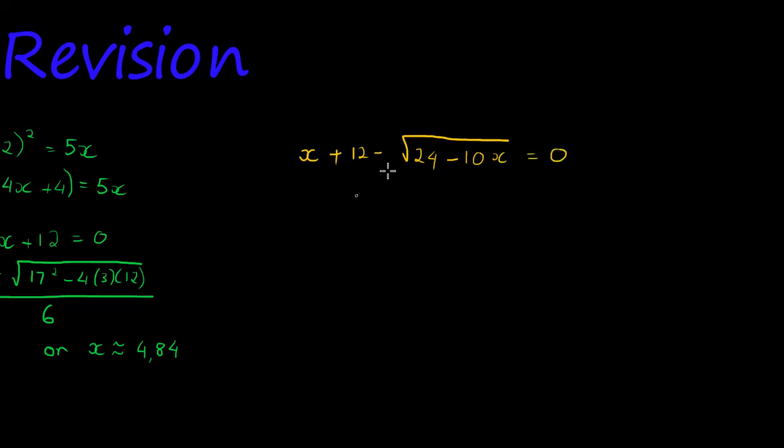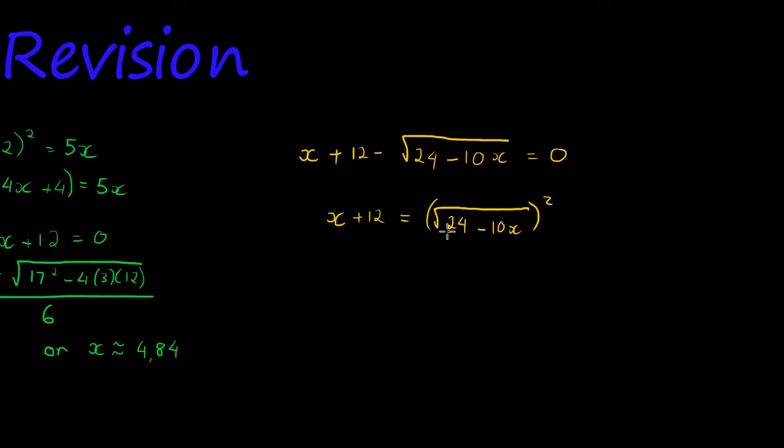Now the problem with squaring immediately is you're going to still have a square root. You can't just square every term. You have to square both sides. So what you should do is always get the square root on its own. So on one side should just be the square root, so that when you square this side, it cancels the square root.